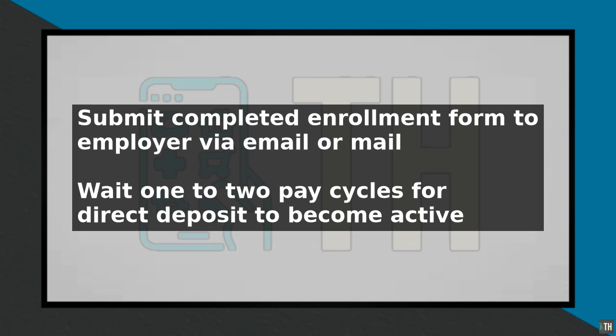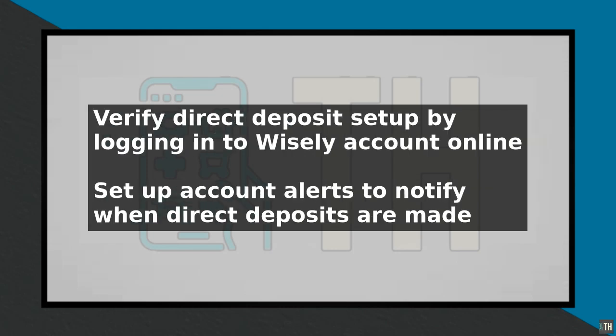Once direct deposit is set up, your paychecks will be deposited directly into your Wisely account on payday, eliminating the need for paper checks. To confirm that direct deposit has been set up correctly, log into your Wisely account and verify that your paychecks are being deposited as expected. You can also set up account alerts to notify you when direct deposits are made into your account.